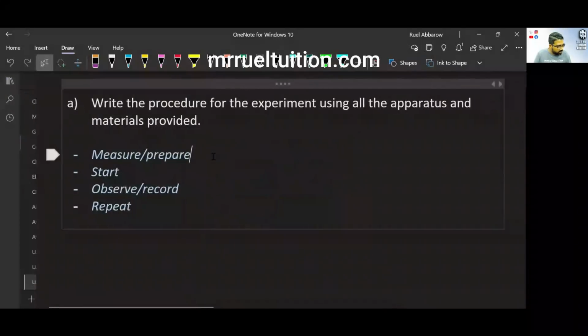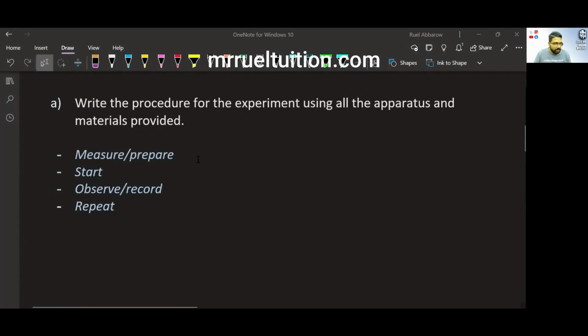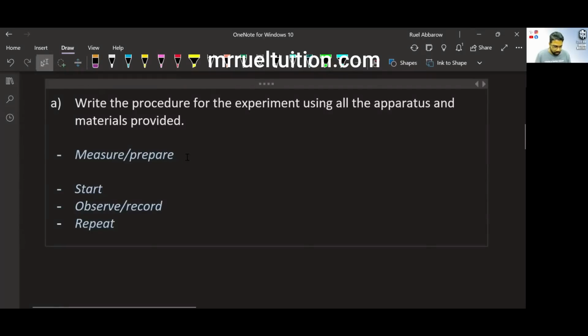So let's look at the measure and prepare step. First, we put 5 grams of substance X into a test tube. Now, sometimes if they provide labels for you, then your first step can be to label 2 test tubes as X and Y. Then put 5 grams of substance X into test tube X, for example. If you are given labels, you can do that. Once you put the substance into the test tube, that's all the preparation you need. Next will be to start the experiment.